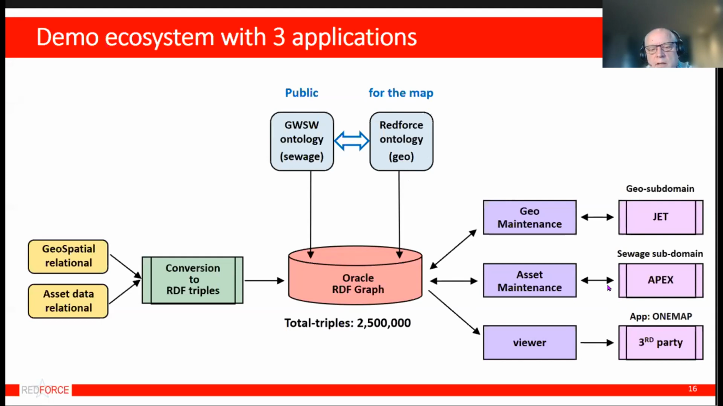Then on the right side, you see the applications we have. We have the JET application, which does the maintenance for the geo part. We have an Apex application, which does the maintenance for the sewage ontology. And we have a viewer, which can show the combined data. We have 2.5 million triples now in that database at this moment.